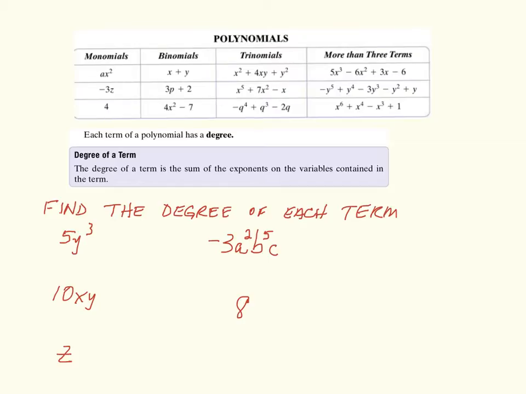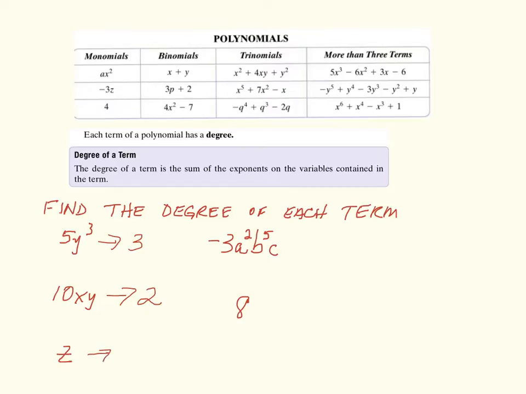So for instance, in this term 5y to the third, the degree of the variable is 3. So the degree of the term is 3. Okay, there's only one variable and it's raised to the third power. Look at 10xy. What's the degree of this term? Well, the x is to the first power and the y is to the first power. Okay, so the degree is the sum of those two. So the degree of that term is 2.